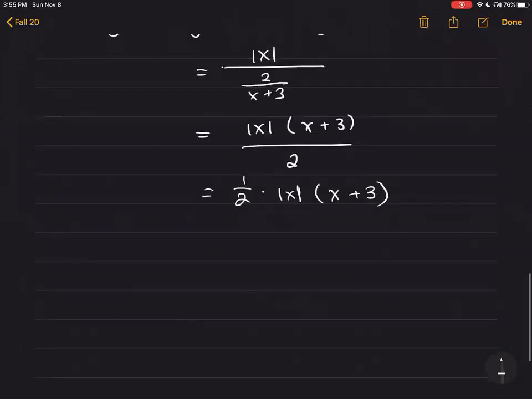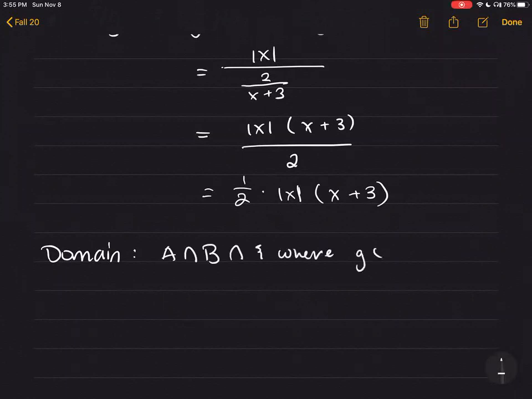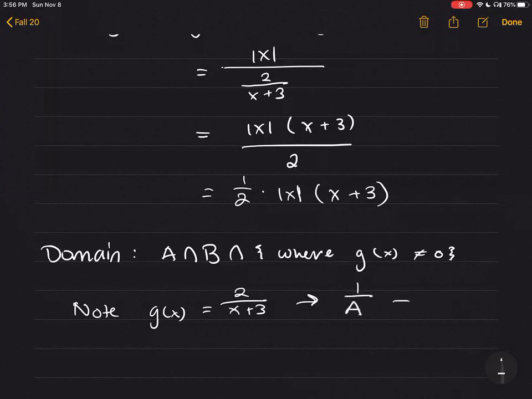Okay. Now the domain for this one is going to be A intersect B intersect where g of x is not 0. Okay. But if we note g of x is 2 over x plus 3. Now we know from our discussion about domains and ranges is that 1 over a can never be 0.